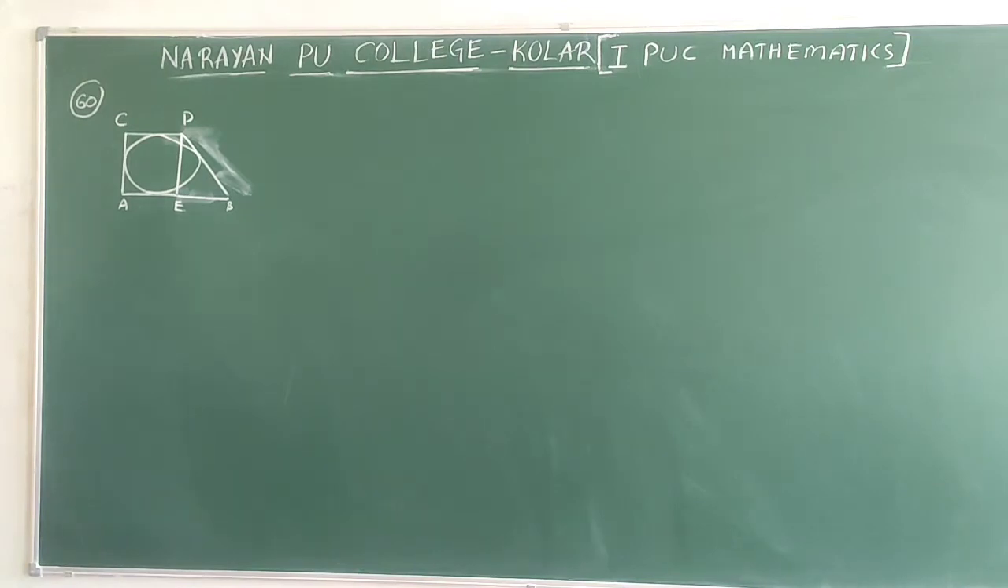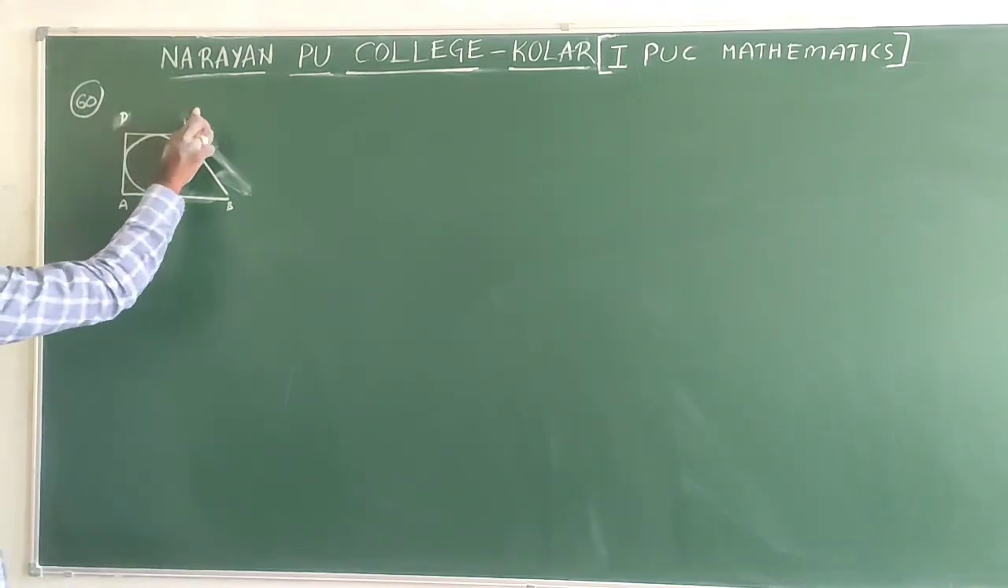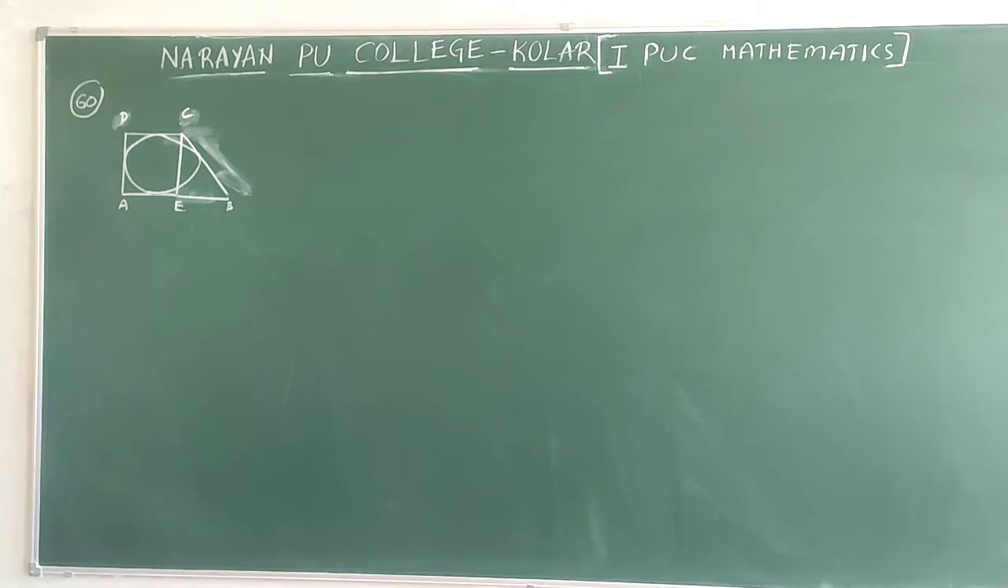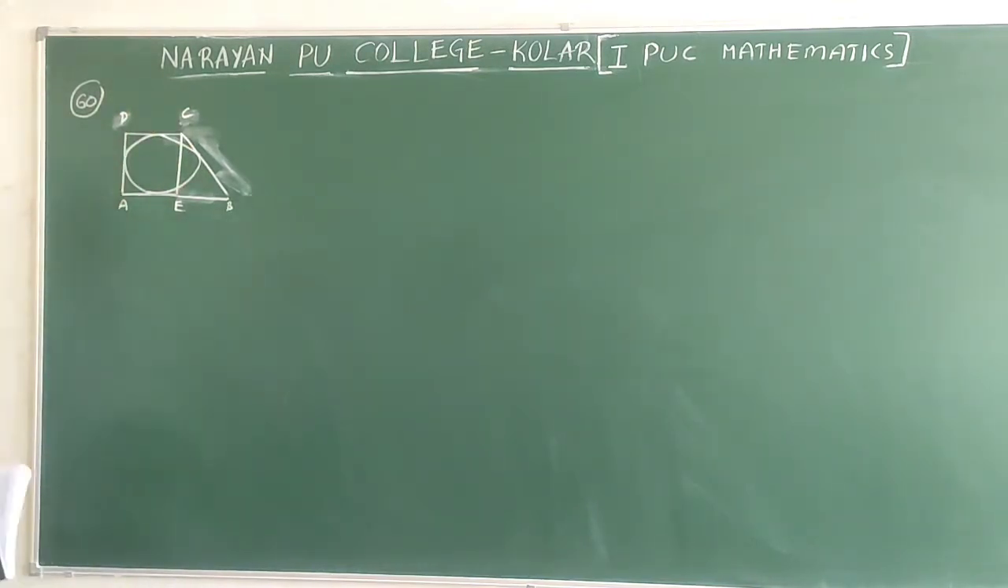Now here they are given which is perpendicular. AD is perpendicular to both AB and CD, so I can change the names. This is AB, here I am taking D, here I am taking C. Now this AD is perpendicular to CD as well as AB. Next, if a circle is drawn inside the quadrilateral touching all the sides, then find its radius.